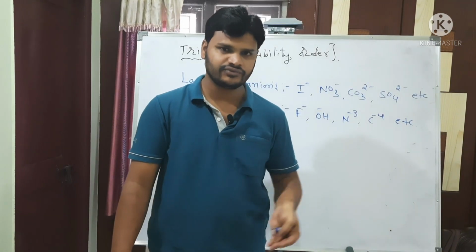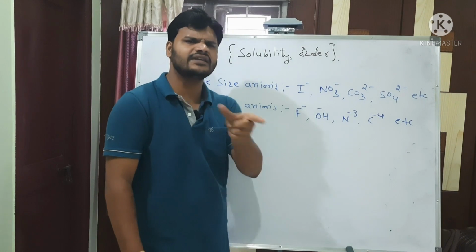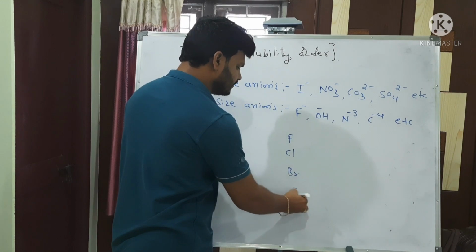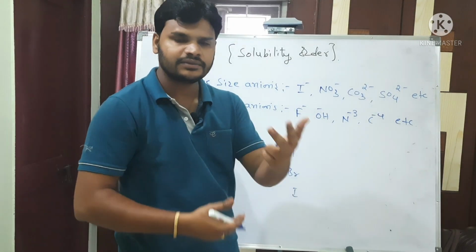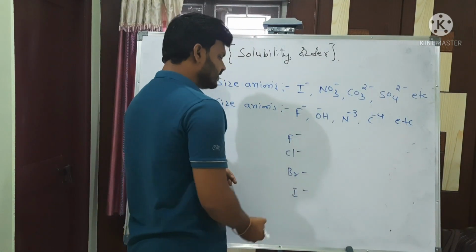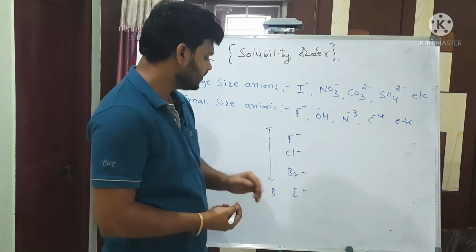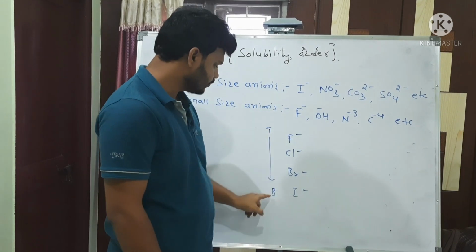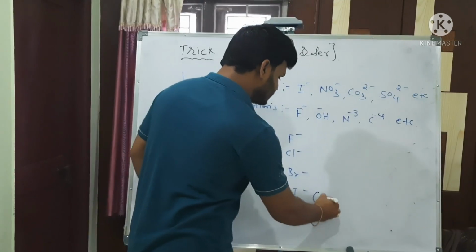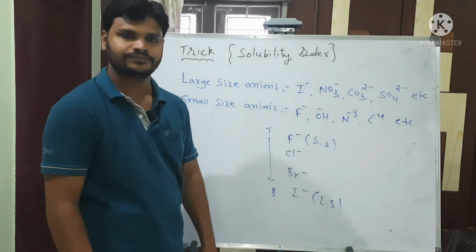Most of the students get confusion. Sir, how can you say this is a large size anion? How can you say this is a small size anion? Very simple. Dear students, what are the halogens? Fluorine, chlorine, bromine, iodine. Halogen is nothing but non-metal. Non-metal is nothing but more electronegative. More electronegative means negative charge, like this. So look students, in our periodic table, top to bottom size increases. Based on that point, size increases down the group, that is top to bottom. So this is the example of large size anion and this is the example of small size anion.